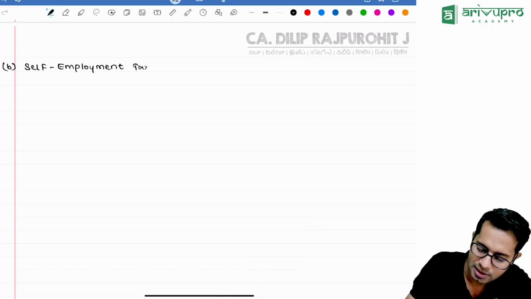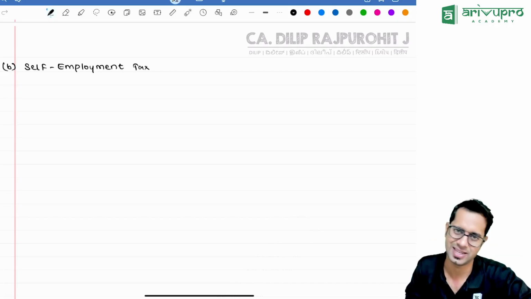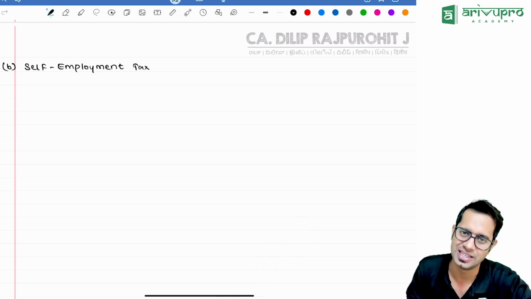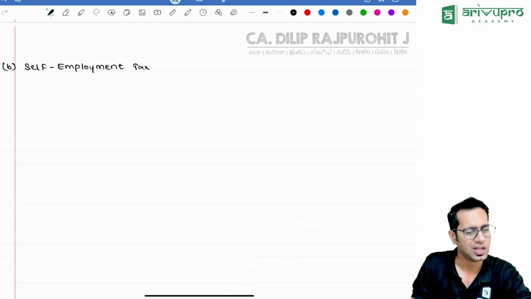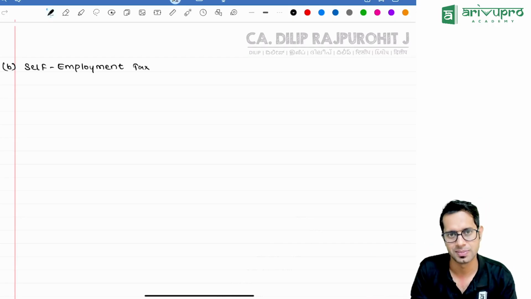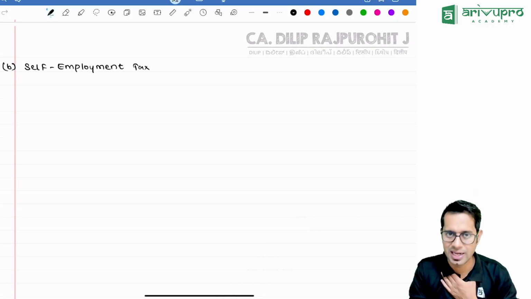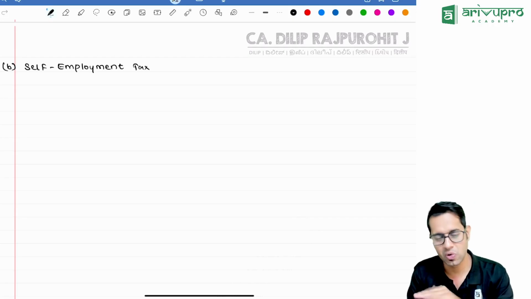Self-employment tax. Self-employment tax is exactly the same as your FICA tax. The only difference is, in case of FICA tax, you made some contribution and your employer made some contribution. But here, you don't have any employer. You are the only person who is earning. You are only your employer. You are only your employee.